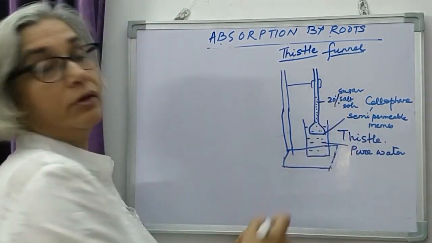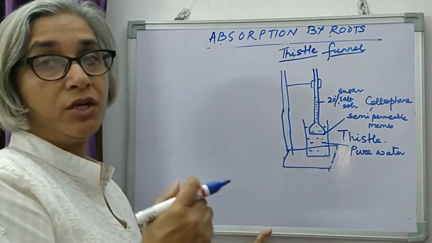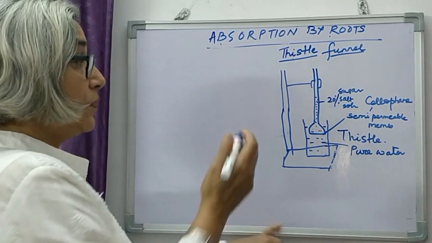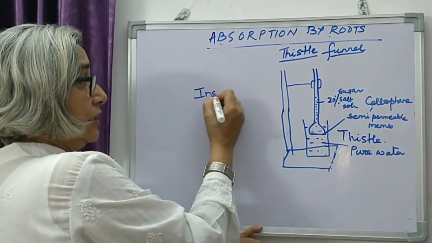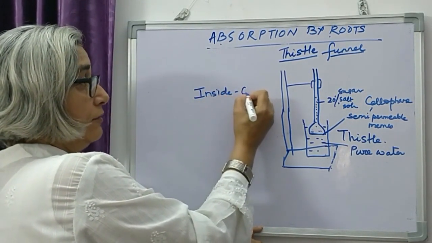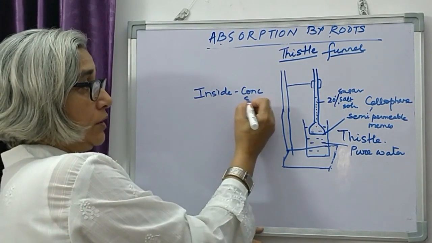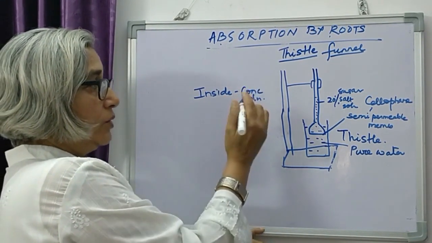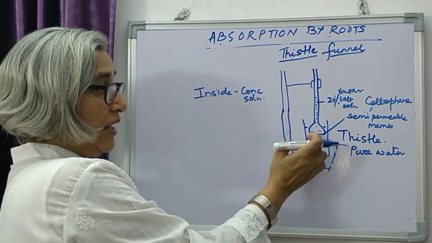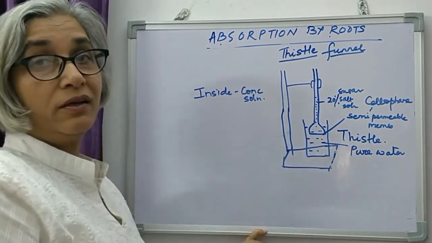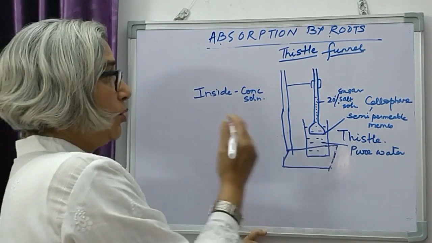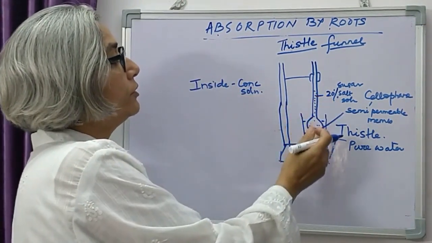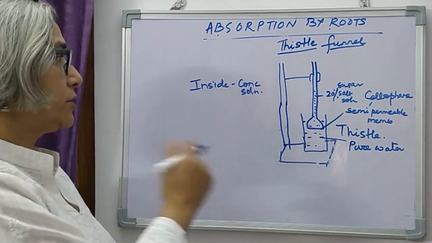Now two different concentration solutions are there. There are two regions of different concentrations. Now inside the funnel we have a solution. I am writing the word concentrated because I am comparing it with the solution that is in the beaker, and that is pure water. We have two different regions having different concentrations.